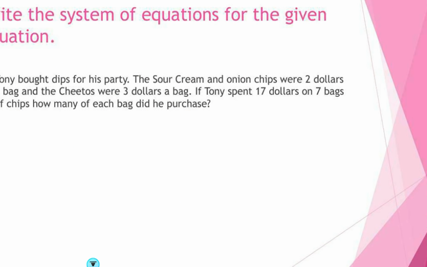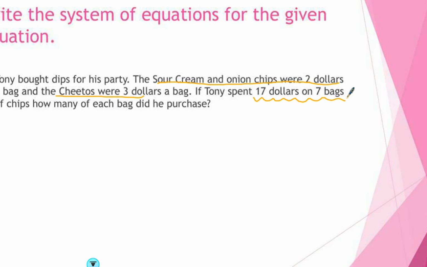We got a word problem here. It says write the system of equations for the given situation. Tony bought, that's supposed to say chips. Tony bought some chips for his party. The sour cream and onion chips were $2 a bag. Cheetos were $3 a bag. If he spent $17 on 7 bags of chips, how many of each bag did he purchase? Some important information is these chips cost $2, these chips cost $3, and he spent $17 on 7 bags. So there's 2 equations embedded in here.